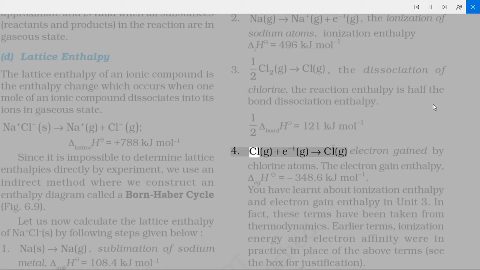4. Cl(g) + e⁻ → Cl⁻(g), electron gained by chlorine atoms. The electron gain enthalpy, ΔegH = −348.6 kJ/mol⁻¹. You have learned about ionization enthalpy and electron gain enthalpy in Unit 3. In fact, these terms have been taken from thermodynamics. Earlier, the terms ionization energy and electron affinity were in practice in place of the above terms. See the box for justification.